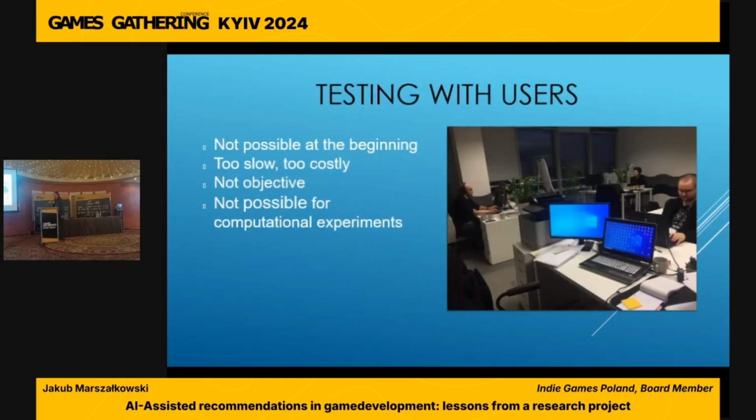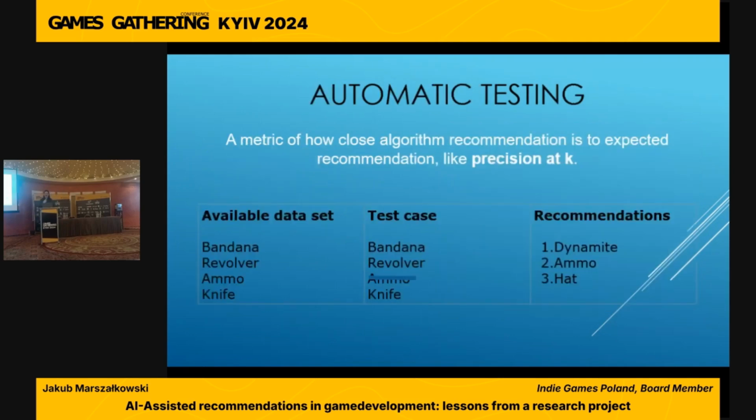So with that, we moved to testing with users. This is always more difficult. At the very beginning of a project, it will often not be possible. It's slow, it's costly. You need to ask testers to do the actual testing. You need to compare the results. You need to find some objective ways of measuring that. So we tried several times. We were quite unhappy with the results, and we decided to go further to some more automated testing.